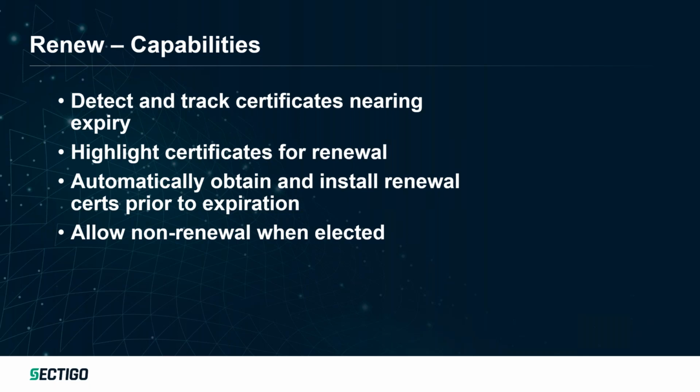So our certificates are going to expire. When they expire, we need to renew them. And this is a critical function for automation, perhaps the most critical of all four of these pillars. So an automated solution, your automation platform, needs to detect and track the certificates that are coming up on their expiration date. It needs to make you aware of what needs to be renewed and then automatically obtain and install certificates for the renewal prior to the expiration of the old certs. What were you going to say, Jason?